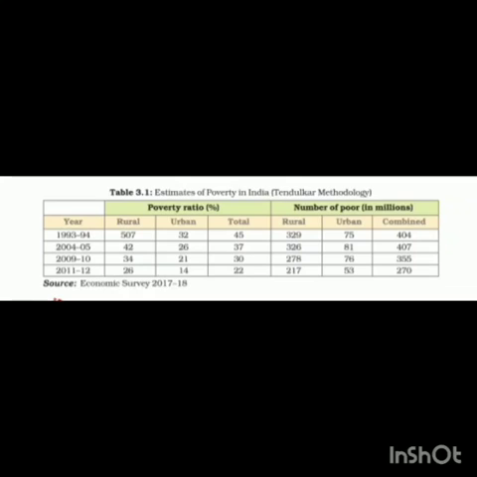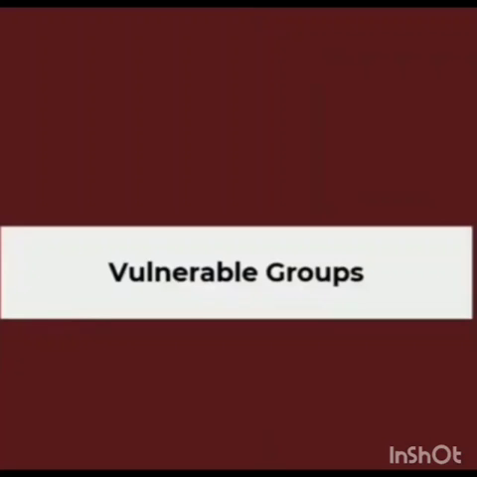Although the percentage of people living in poverty declined in the early 2 decades, the number of poor declined from 407 million in 2004-2005 to 270 million in 2011-2012, with an average annual decline of 2.2%. Now students, let us discuss the vulnerable groups.